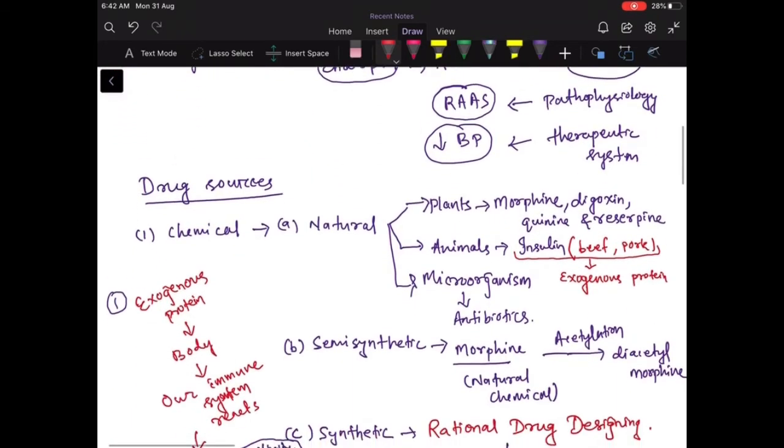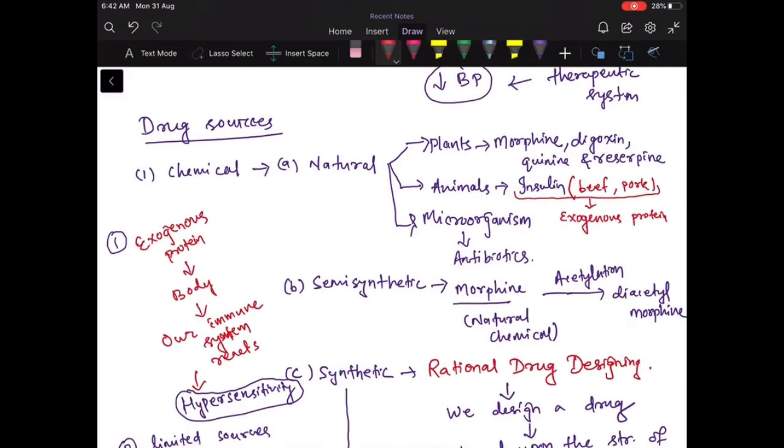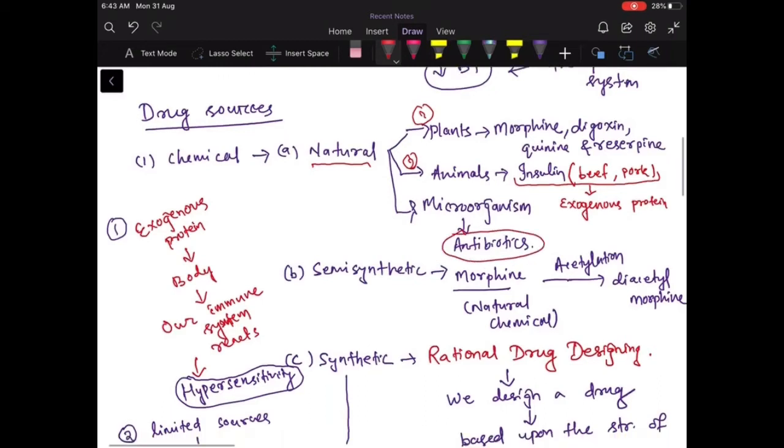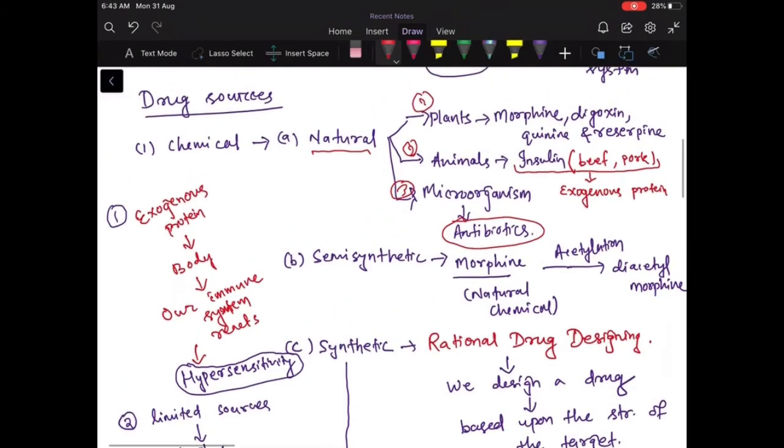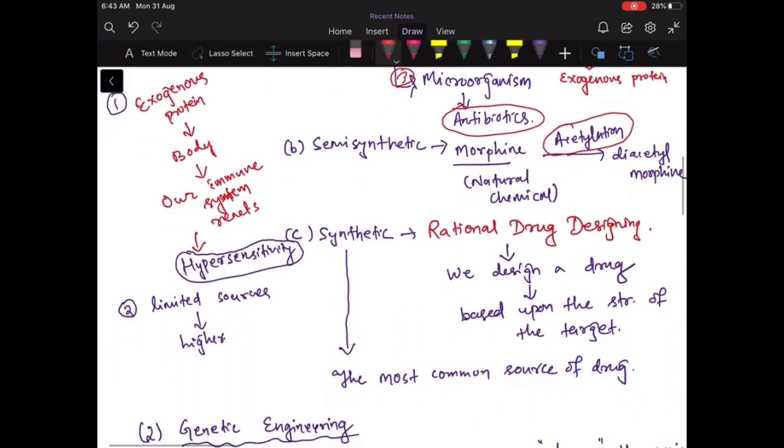After that, we will go to the drug sources, chemical. First one is natural. It is classified as plants, with examples morphine, digoxin, quinine, reserpine. The second one is animals, insulin. We have discussed all these things. And the third one is microorganisms. The popular antibiotics are the example. And in semi-synthetic, we have taken the natural chemical morphine. After the acetylation process, diacetyl morphine is formed.